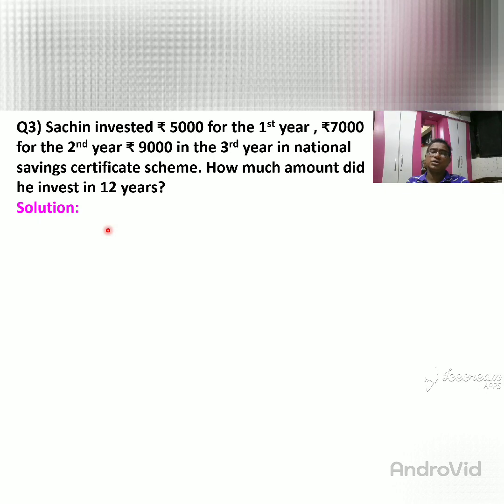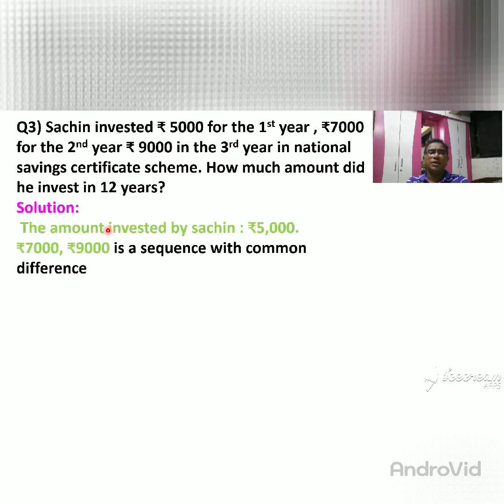So first we write the solution. Here we write the invested money. See the amount invested by Sachin. How did Sachin invest? First year he invested 5,000. Second year he invested 7,000. Third year he invested 9,000.